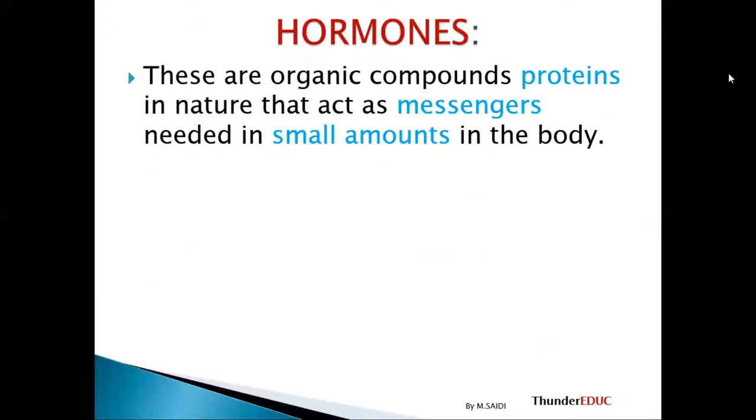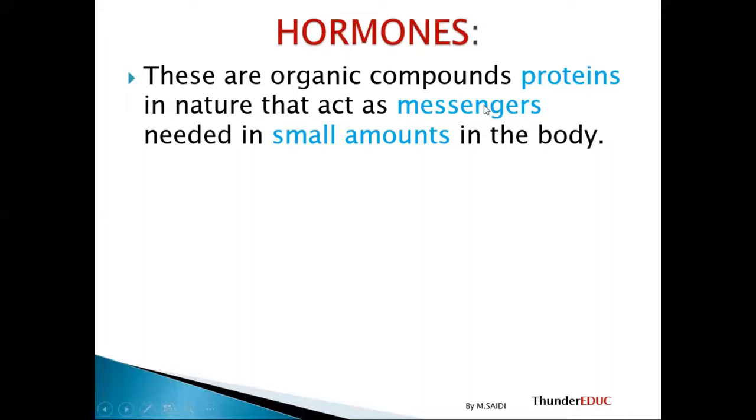What is the hormone? We know that endocrine glands release the hormones. These are organic compounds that are protein in nature. They act as messengers and are needed in small amounts in the body. For example, they are organic compounds, protein in nature. If you increase the temperature, they can be denatured. That's number one: they are made up of proteins. That's the meaning. They act as messengers.